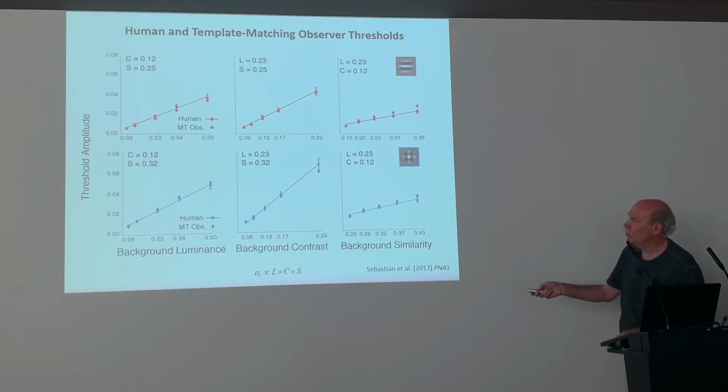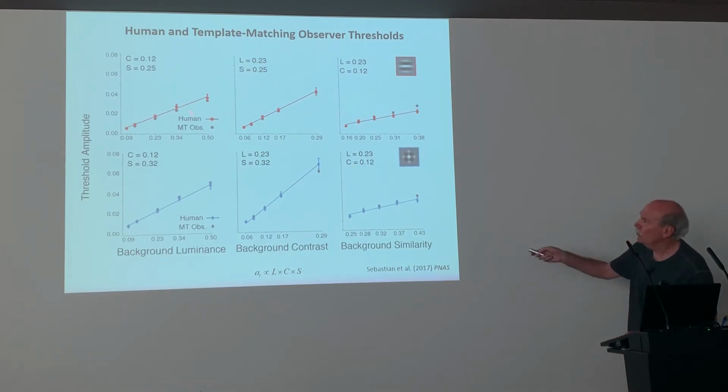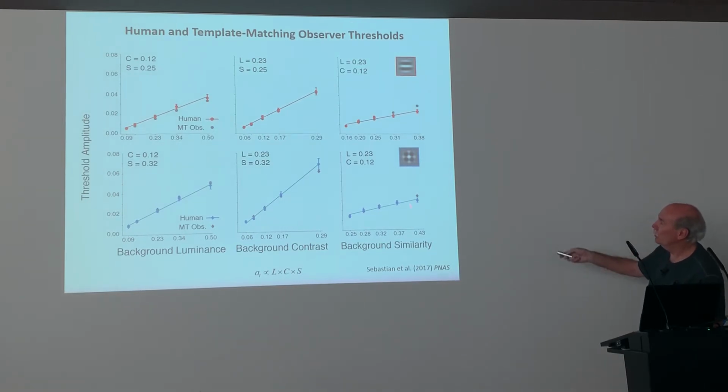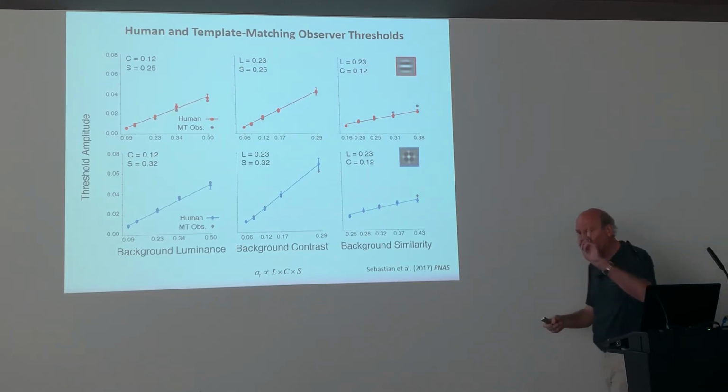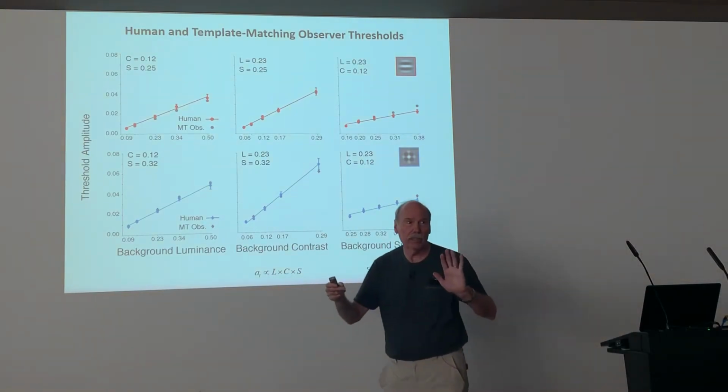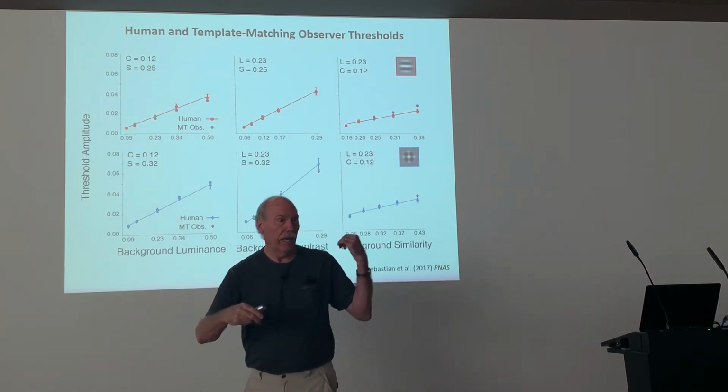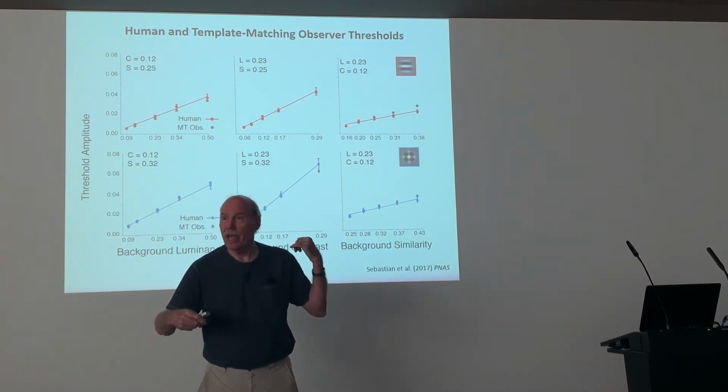That's what this is. So this is luminance down here for the two targets, contrast for the two targets, similarity for the two targets. The symbols are human thresholds. The little black dots are taken from the scene statistics of the template matching observer with one parameter in here. You've got to recognize you aren't as good as a template matching observer in this task.